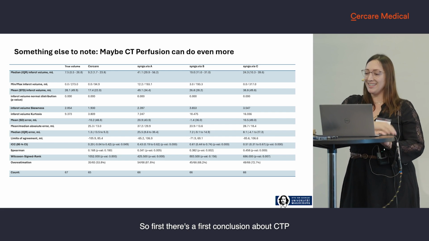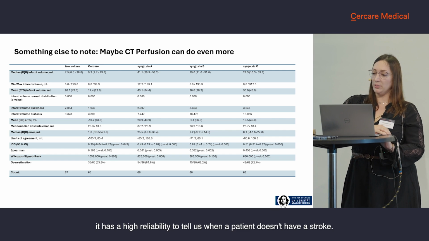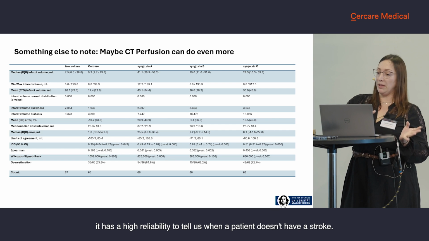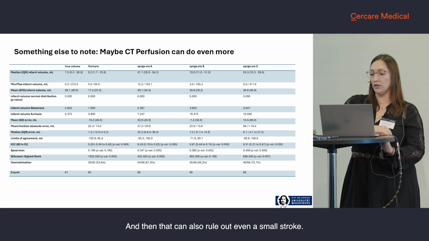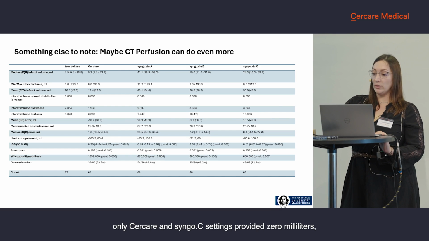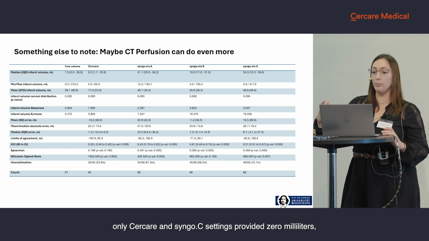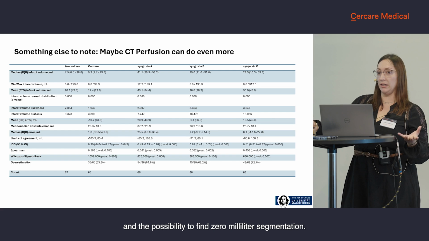So first, there's a first conclusion: CTP has a high reliability to tell us when a patient doesn't have a stroke, and it can also rule out even small strokes. Among all settings, only Serker and SINGO setting C provided 0 milliliter, the possibility to find 0 milliliter segmentation.